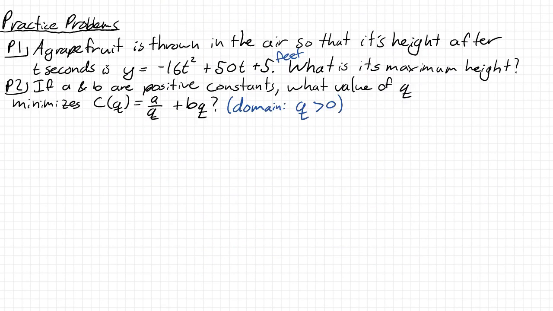So let's try some practice problems. The first one gives you a grapefruit that is thrown into the air, and the path it follows, it goes up and down according to this parabola function, and we want to know what is its maximum height. And practice problem number 2 is a sort of model that comes up when you're trying to minimize certain kinds of manufacturing related costs, I think, where a and b are positive constants. We want to know what value of q makes this as small as possible, but we're only allowed to plug in positive numbers into this. So let's try these.